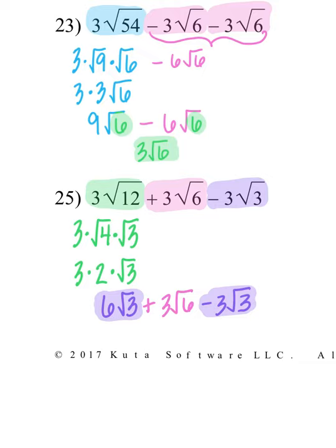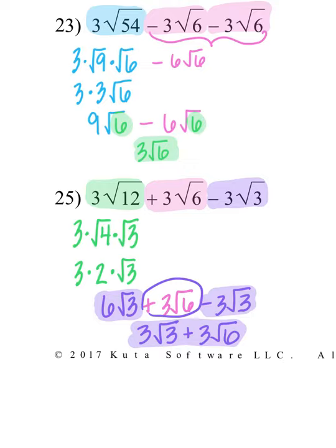And from here, 3 radical 3 here can now be combined with 6 radical 3. So I can combine those two, and 6 minus 3 is 3 radical 3. But I cannot do anything with this, so I'm just going to bring it down, plus 3 radical 6. And that's going to be my final answer. Okay, so you want to simplify as far as you can, and then combine the terms.